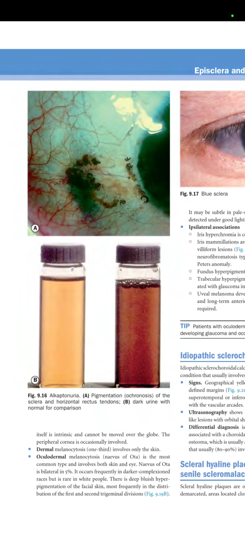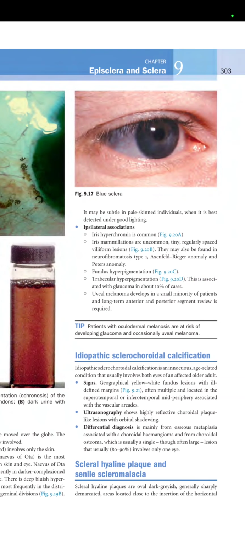Dermal melanocytosis, one-third, involves only the skin. Ocular dermal melanocytosis, very important. It is also known as nevus of Ota, in which both the eyes and the dermis are involved. It is the most common type and involves both our skin and eyes. Nevus of Ota is bilateral in 5%. It occurs frequently in darker complexioned individuals, but is rare in white people. There is a deep bluish hyperpigmentation of the facial skin, most frequently in the distribution of the first and the second trigeminal division. It may be subtle in pale skin individuals, when it is best detected under good lighting.